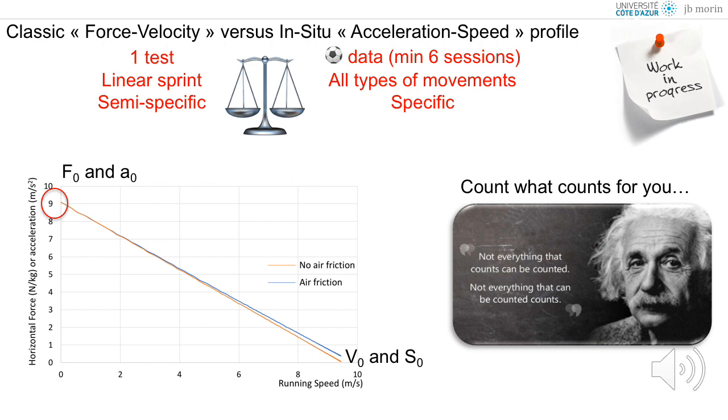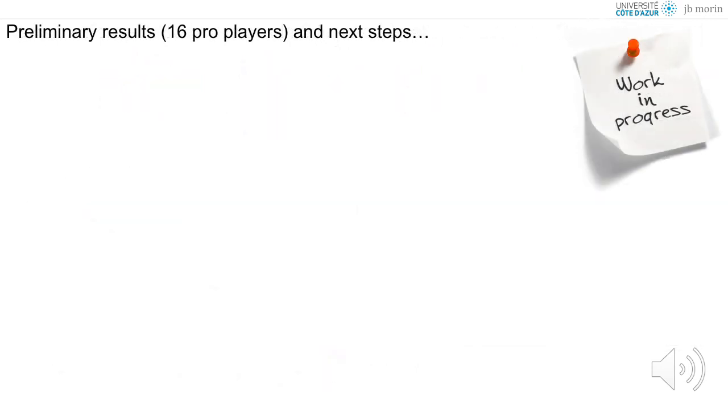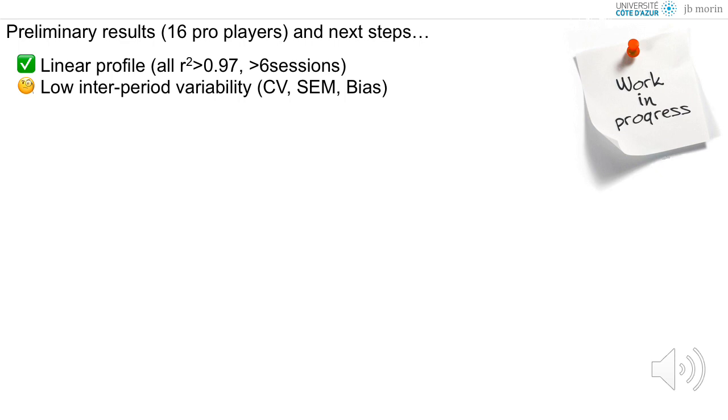So the study we are doing now is a preliminary study on 16 professional players. It's a proof of concept study, and basically the first result is that the linear profile has been observed clearly on all the in-situ data. The R-squared are really very high, but you need at least 6 sessions to build a strong relationship on at least 40 to 50 points. We observed very low inter-period variability, so that's where we compare 2 weeks to another 2 weeks just after. So classical statistics are very good here.